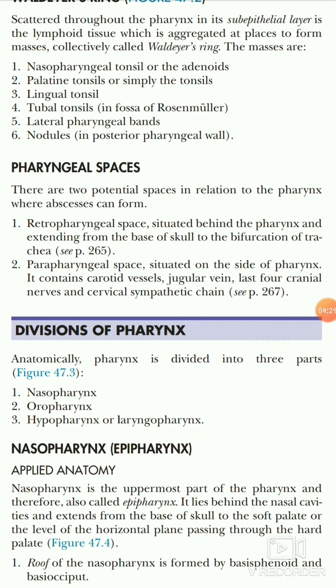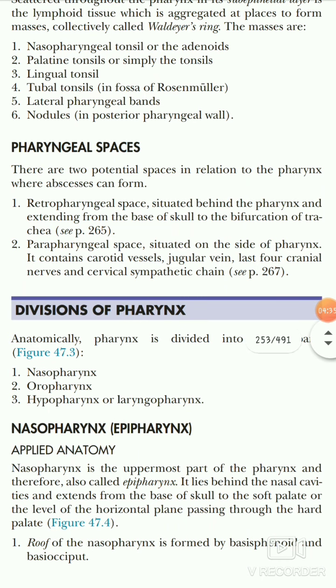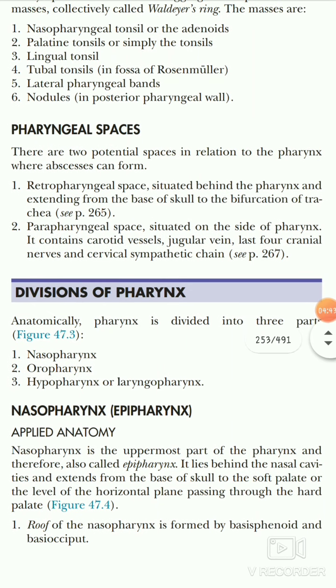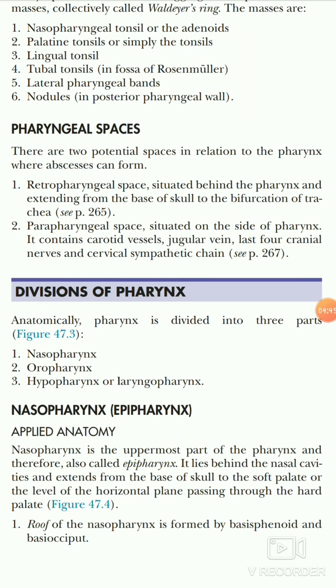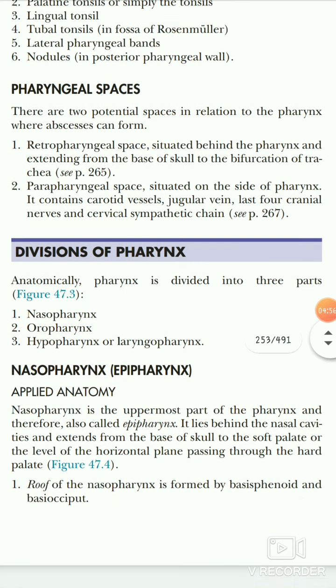Pharyngeal spaces. There are 2 potential spaces in relation to the pharynx where abscess can form. Retropharyngeal space, which is situated behind the pharynx and extends from the base of the skull to the bifurcation of the trachea. Parapharyngeal space, situated on the side of the pharynx. It contains carotid vessels, jugular vein, last 4 cranial nerves, and cervical sympathetic chain.